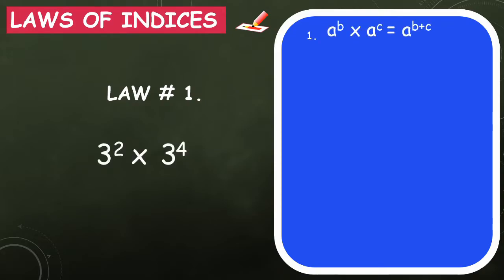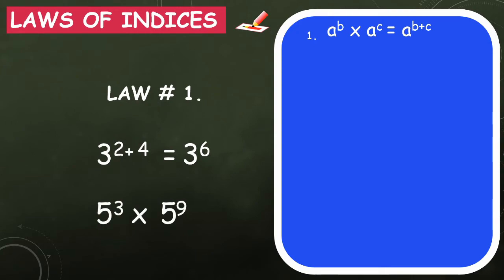3 to the power of 2 multiplied with 3 to the power of 4. Since the base is the same, which is 3, you can add the power, which is 2 plus 4. So the answer is 3 to the power of 6. 5 to the power of 3 multiplied with 5 to the power of 9, you get 5 to the power of 3 plus 9, which is 5 to the power of 12.